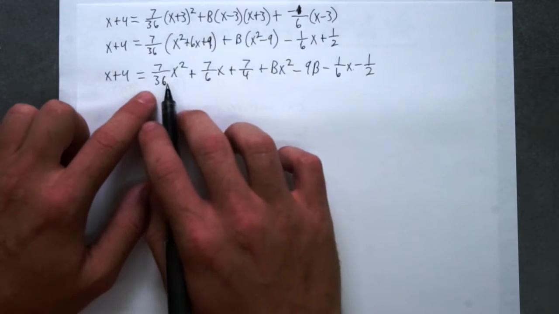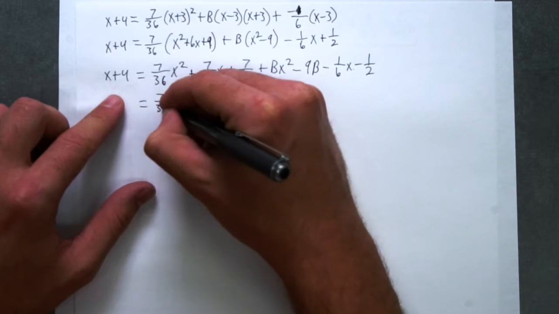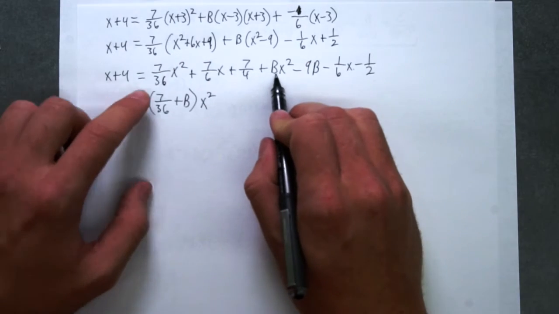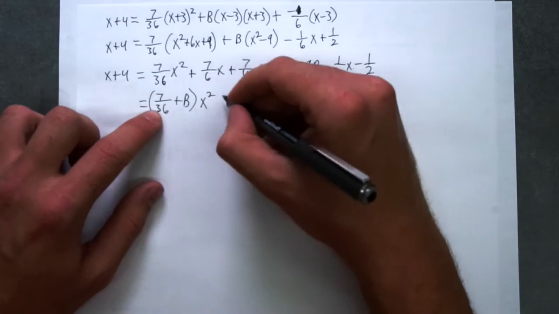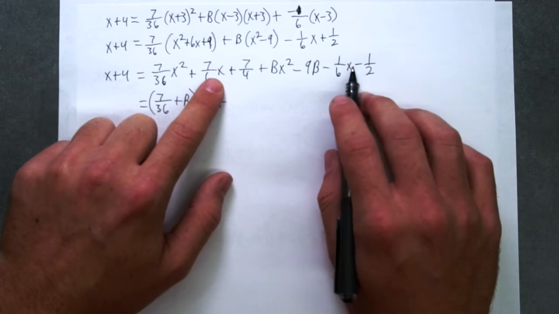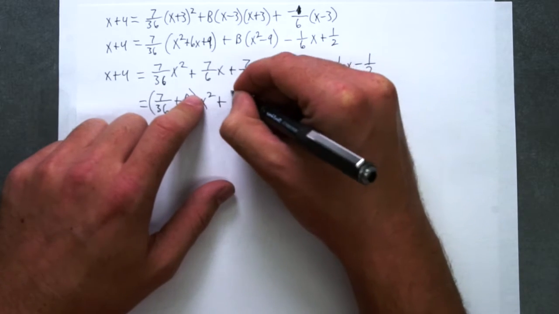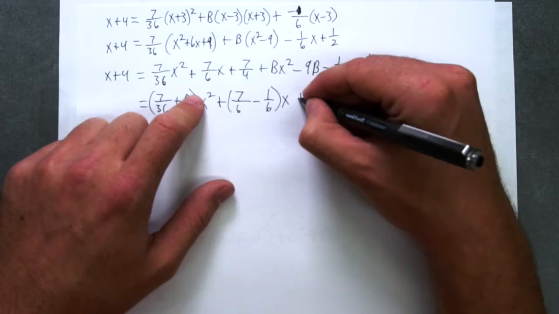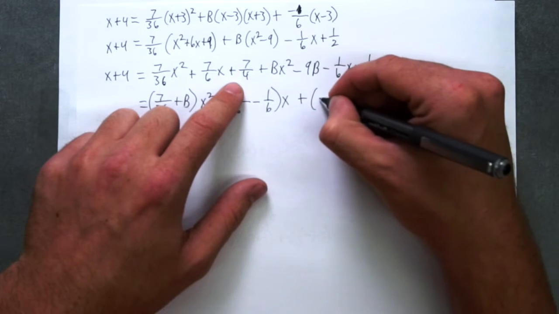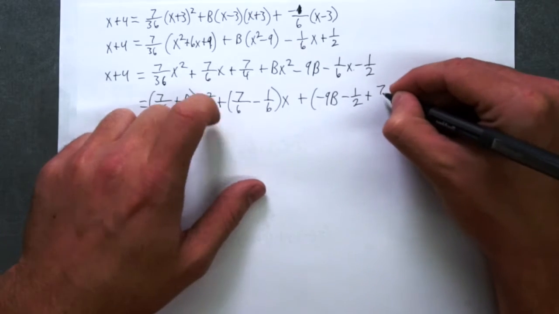We will now combine all of the like terms on the right and get (7/36 + B) times x². We can combine these two terms together to put it into here. We will then do the next ones, which have a common factor of x. So it'll be (7/6 − 1/6)x, plus all of the remaining terms that don't have any x's associated with them, which will be −9B − 1/2 + 7/4.